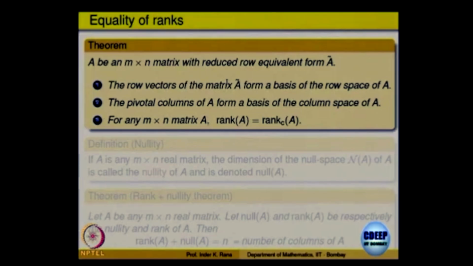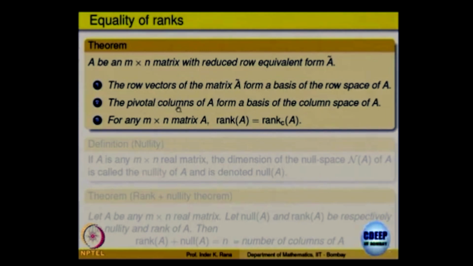It says if A is an m cross n matrix, the row vectors of the matrix A tilde, that is the row echelon form, form a basis, that is what we said earlier. If you take a matrix A and bring it to row echelon form, then the non-zero rows form a basis, since the rank is equal to the row rank. So they form a basis.